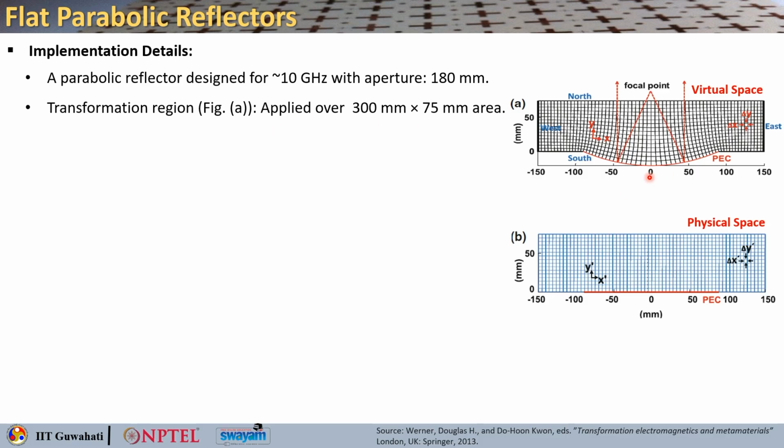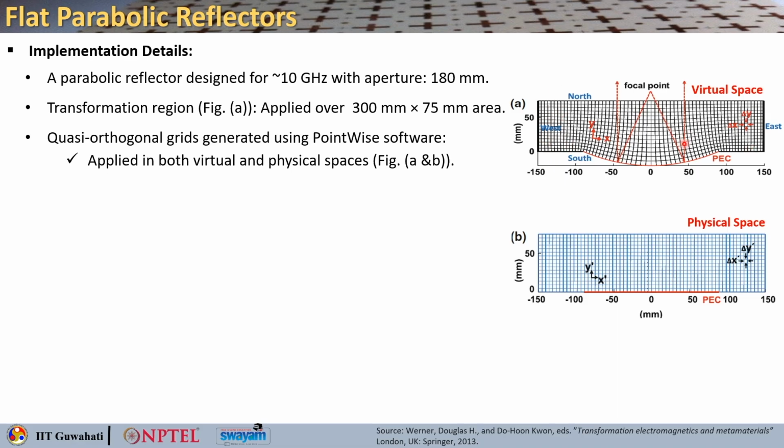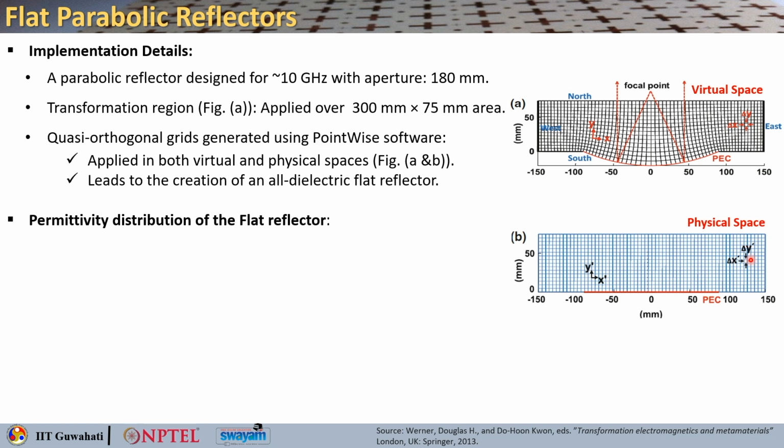So the transformation region in this particular figure is applied over 300 mm by 300 mm this way, from minus 150 to 150 and around 75 mm. So this is the overall space. The quasi-orthogonal grids that you see are basically generated using pointwise software. They are applied in both the virtual and the physical space, and that leads to the creation of an all-dielectric flat reflector.